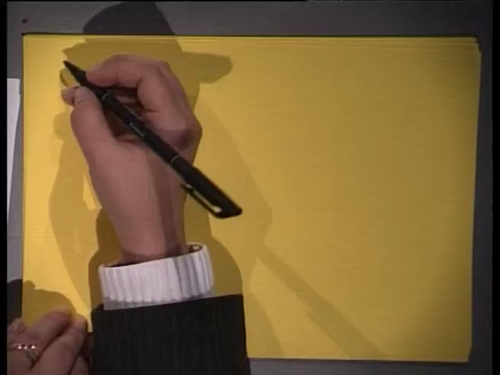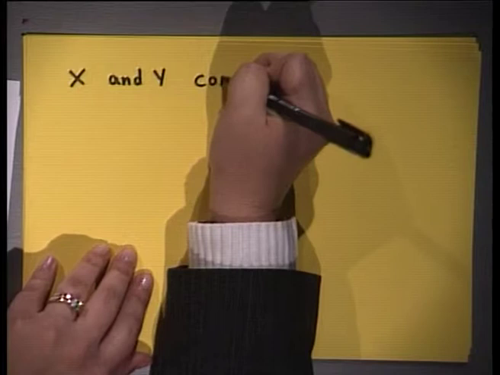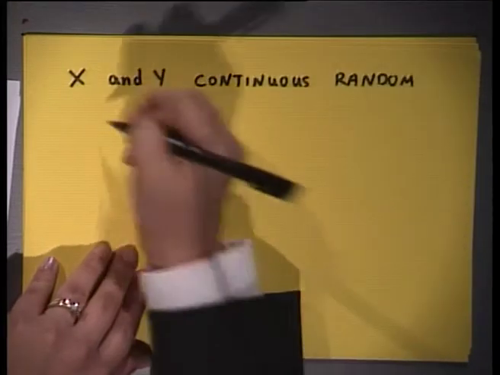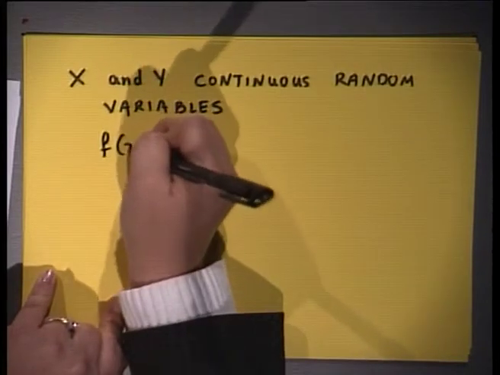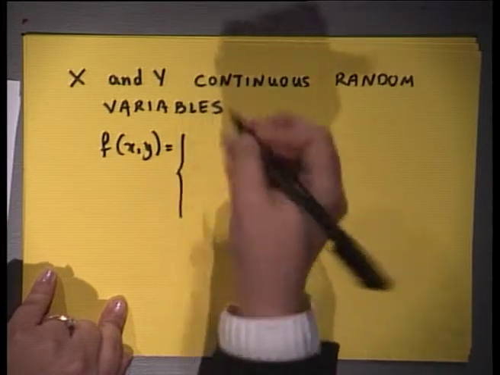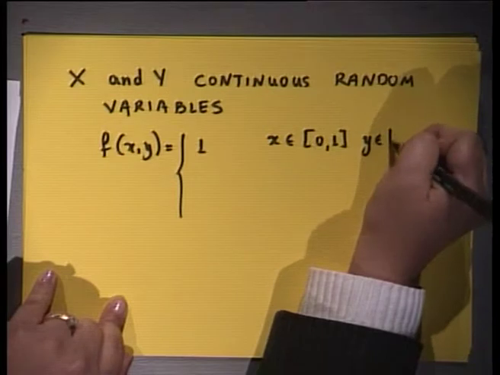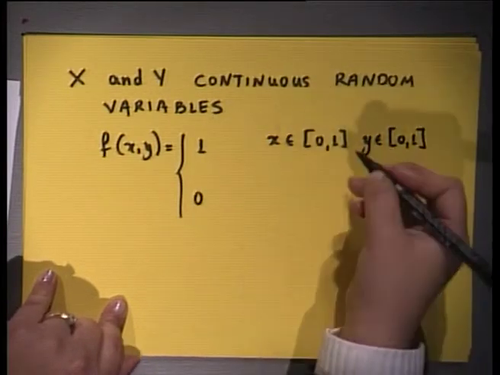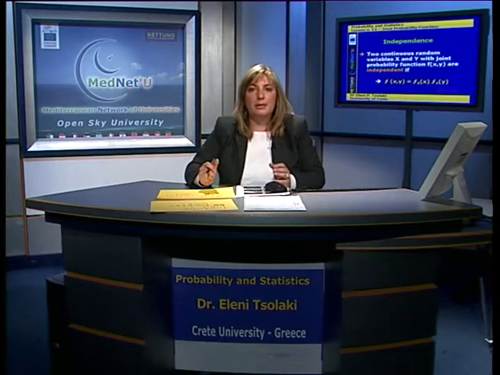We consider x and y two continuous random variables, and they have joint distribution function which is equal to 1 for x between 0 and 1 and y in 0 and 1, and 0 everywhere else. So this is a simple example, a simple case.